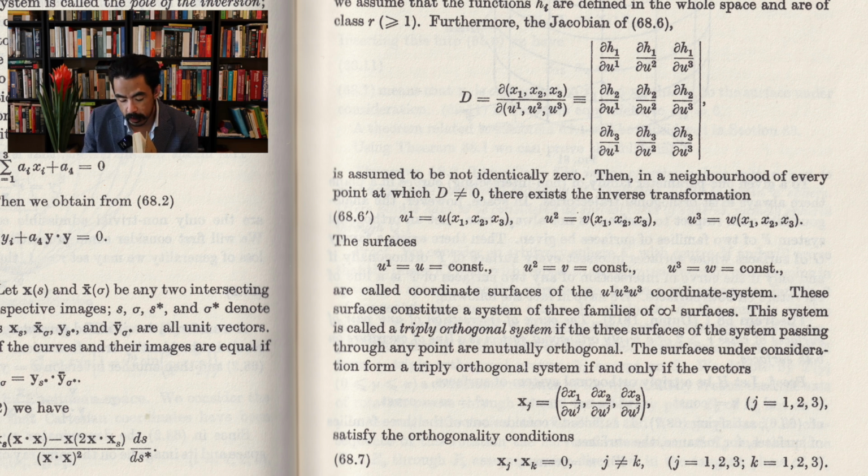Furthermore, the Jacobian of these is given by capital D equal to partial in terms of x1, x2, and x3, partial in terms of u1, u2, and u3, which is equivalent to this determinant where column-wise we have partial h1, partial u1, partial h2, partial u1, partial h3, partial u1, and then in the next column, partial h1, partial u2, partial h2, partial u2, partial h3, partial u2, then in the next column, partial h1, partial u3, partial h2, partial u3, partial h3, partial u3, and this Jacobian is assumed to be not identically 0.